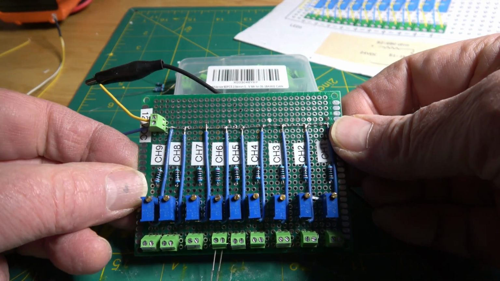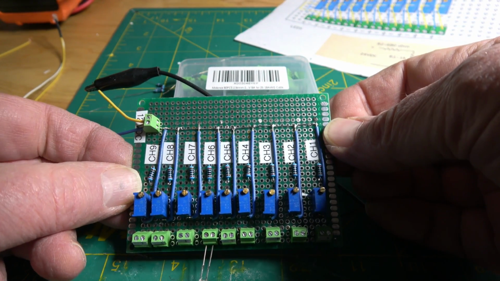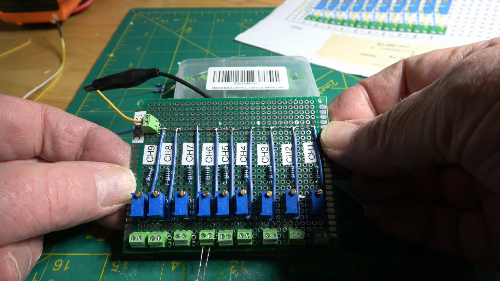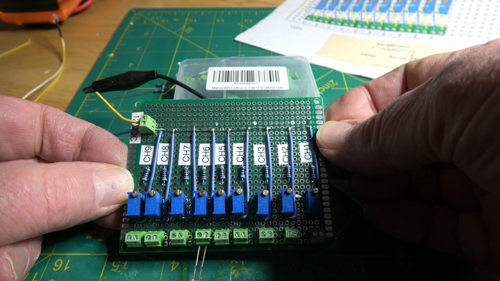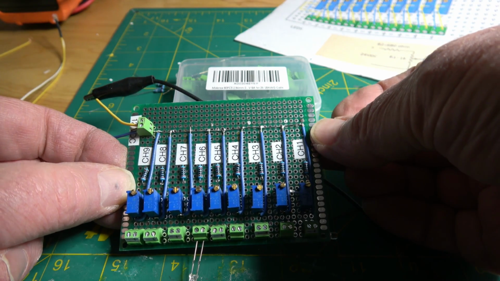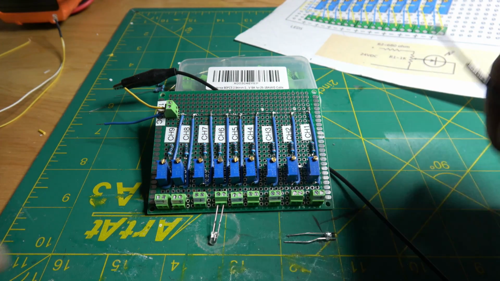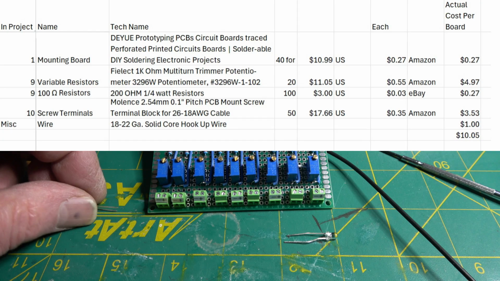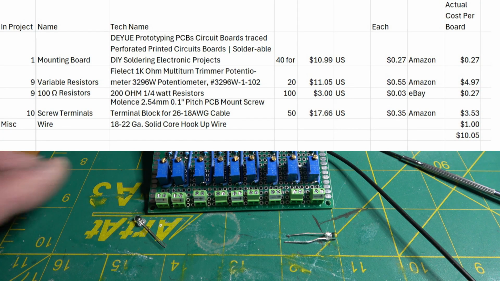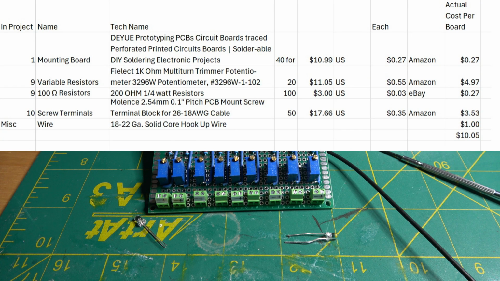So this is the entire circuit board. And that is for 9 separate circuits of LEDs, and I can no doubt put a number of LEDs on each one, wired in parallel. The total cost of my unit was $10.05. And I'm itemizing the material that went into it.